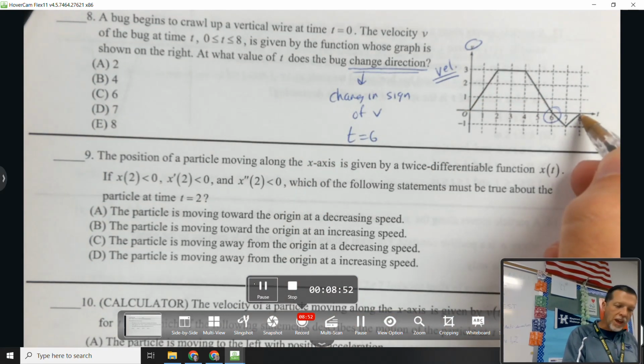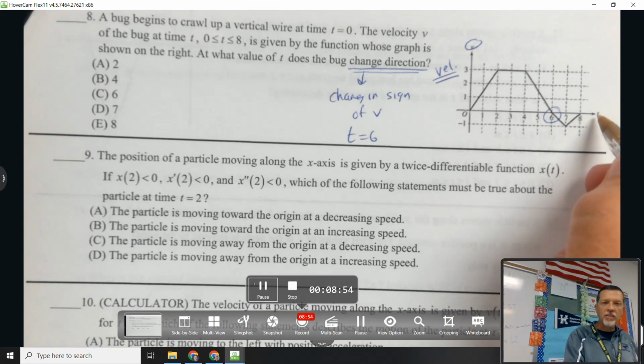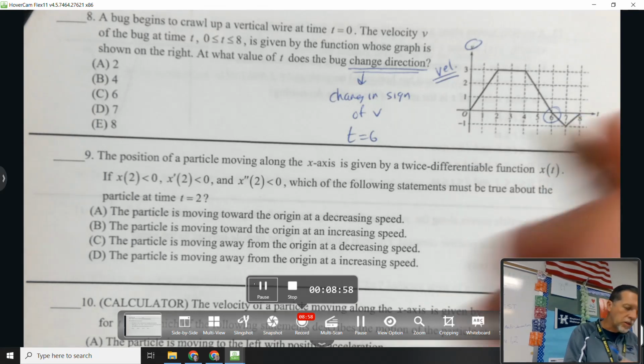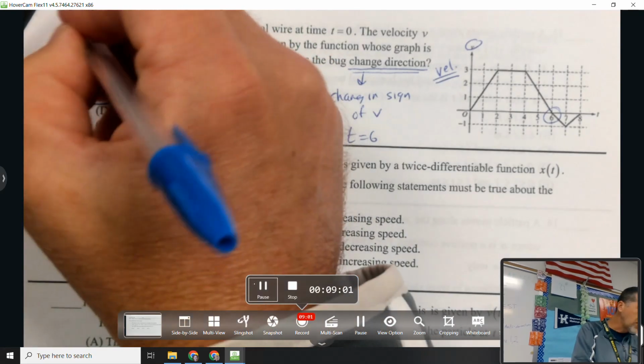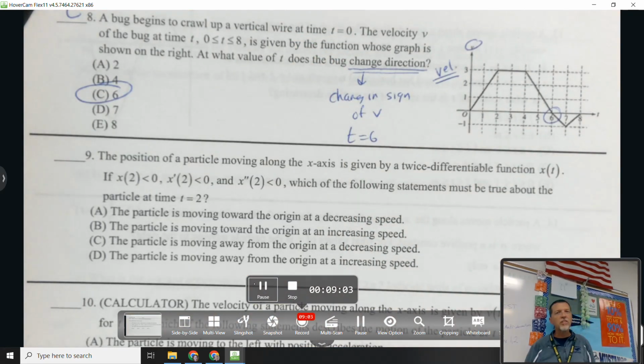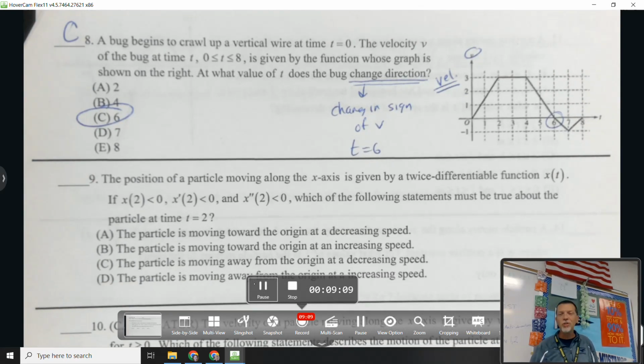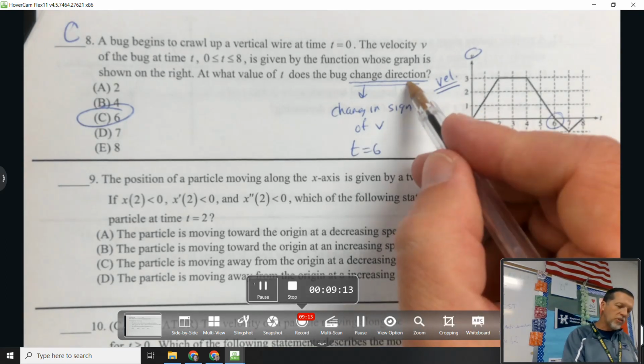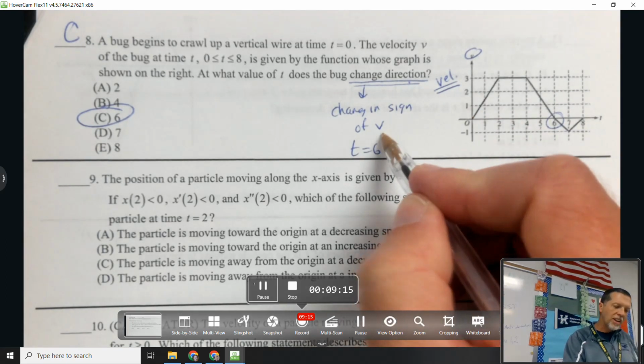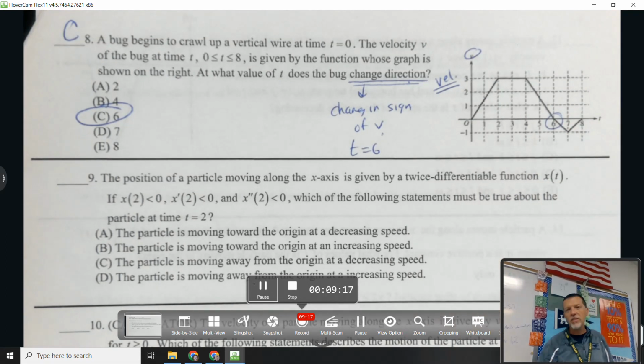Maybe at t equals 8, but we don't really know what happens after 8, so I can't say, maybe it bounces down, who knows. But definitely at t equals 6, velocity changes signs. That's one of those that's, like, computationally, super easy. There's really not much to do. Conceptually, you have to know that change direction means v changes signs, and then you're looking for where v changes signs.